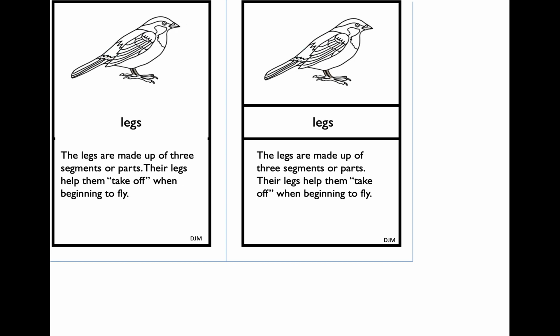Legs. The legs are made up of 3 segments or parts. Their legs help them take off when beginning to fly. And some birds have feathers on their legs, and some birds don't have feathers on their legs.